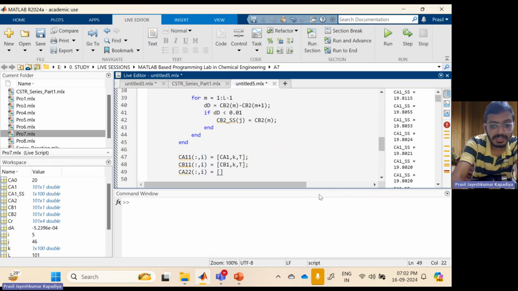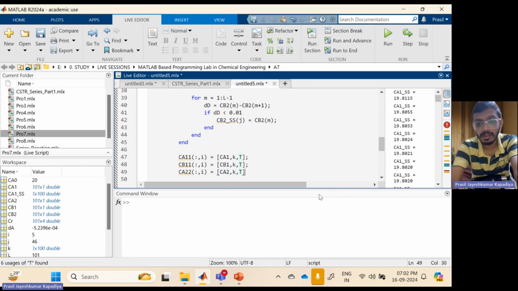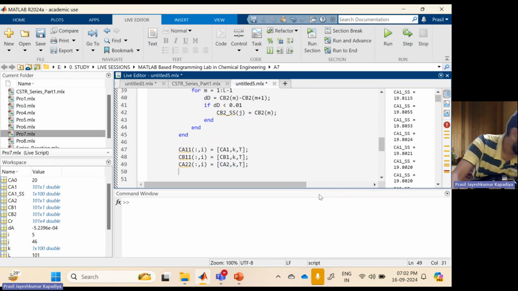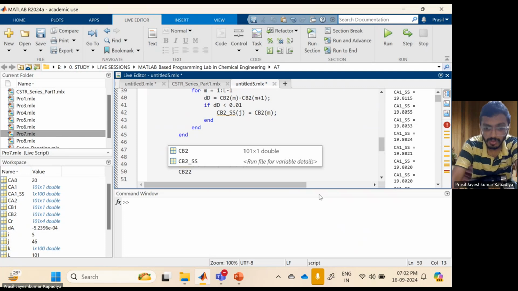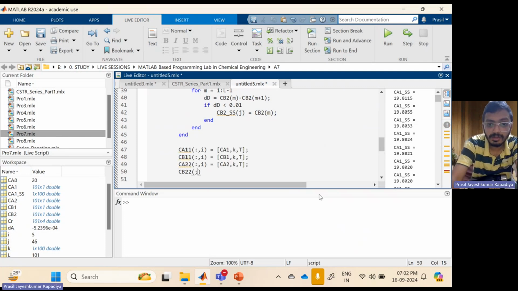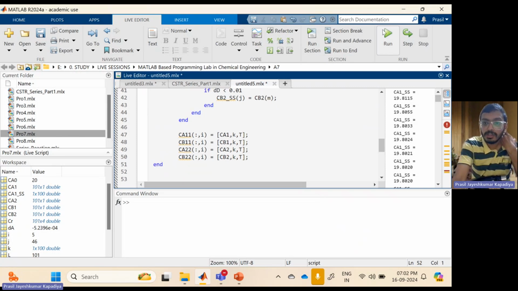Okay. So I hope this is clear. Here it will be CA2, comma, K, comma, T. And my last is saying CA, sorry, CB22 of I, colon, comma, I is equal to CB2, comma, K, comma, T. Correct? And we will put one end. Okay. Now let's try to run this part.